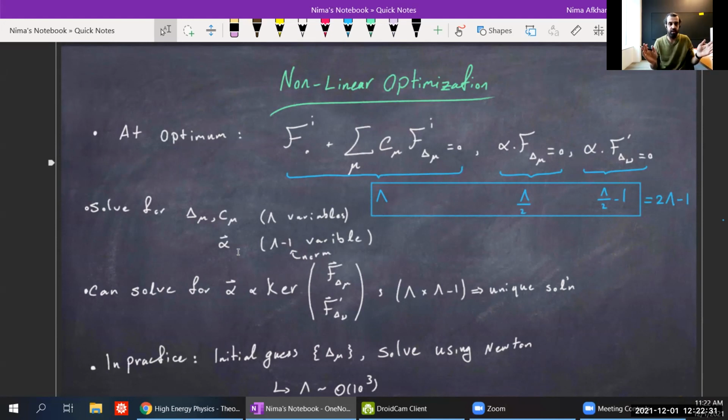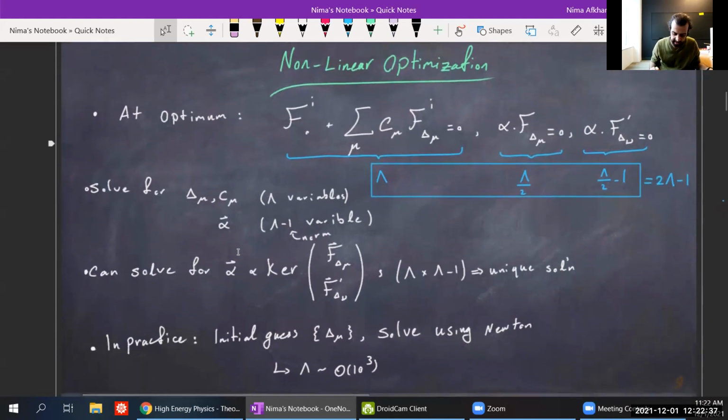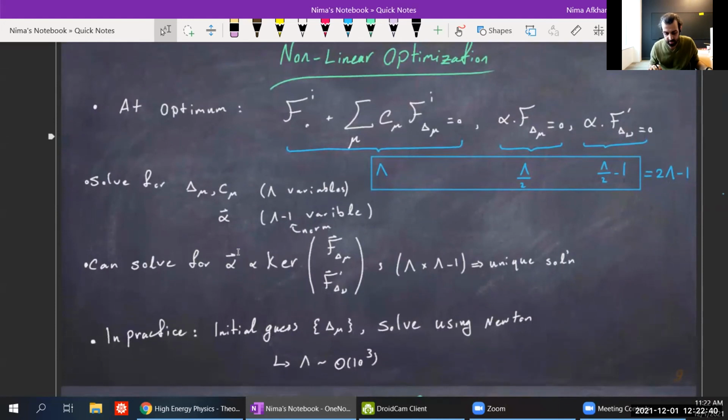So in principle, what I can do is just solve the truncated bootstrap equations. And in practice, the way you go about solving this, in this simple case, you can just solve the truncated bootstrap equation. These are some nonlinear equations for the deltas, and some linear equations for the C's. So you make some initial guess for the deltas and you try to solve it using your favorite method. I'll use Newton's method to solve these nonlinear equations.